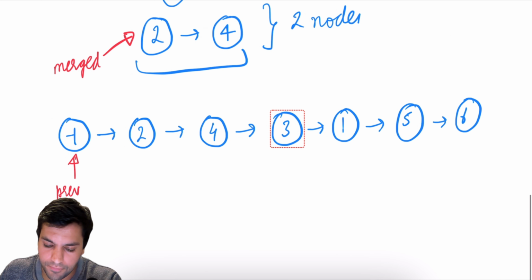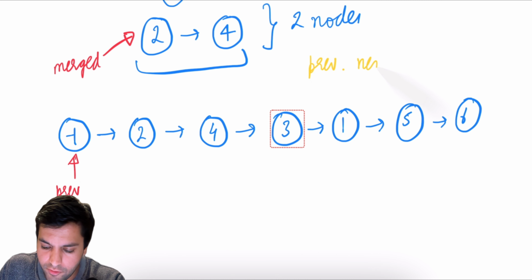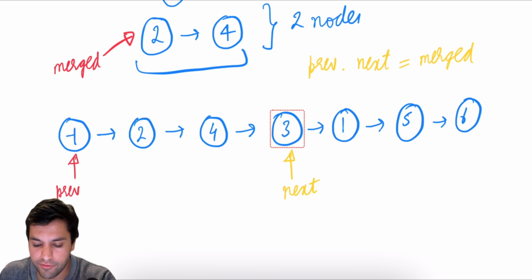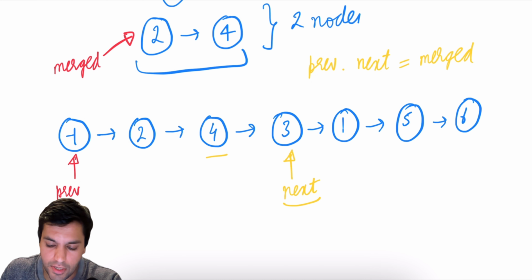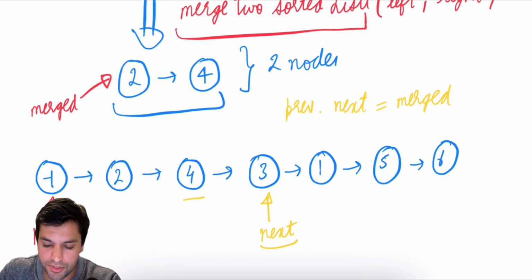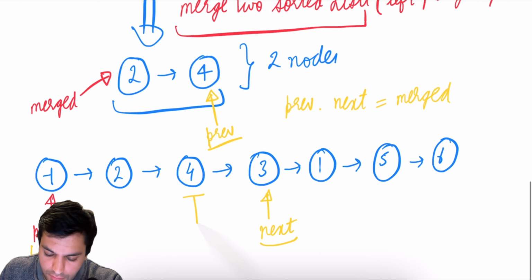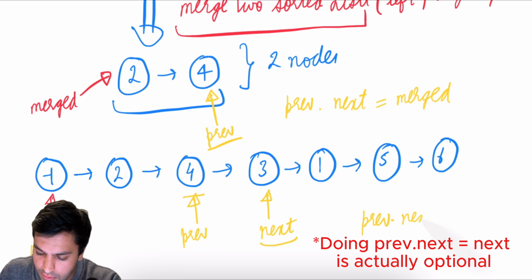To join these sorted nodes in my original linked list, what I did is I set my previous dot next equal to merged, and I already had saved my node 3 in my next reference. To join the end with the next, I need to traverse till the end of my merged linked list, till node 4 here, and I can simply iterate my previous pointer, and my previous will become node 4.